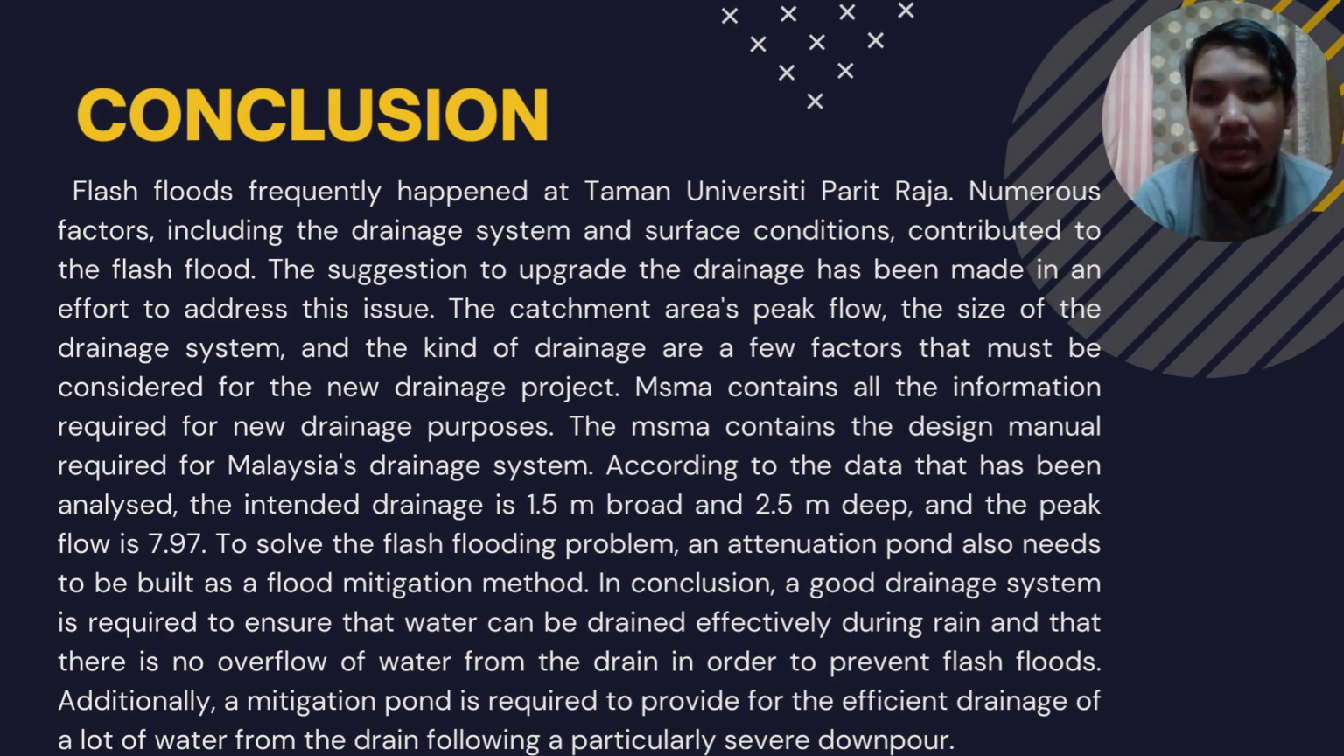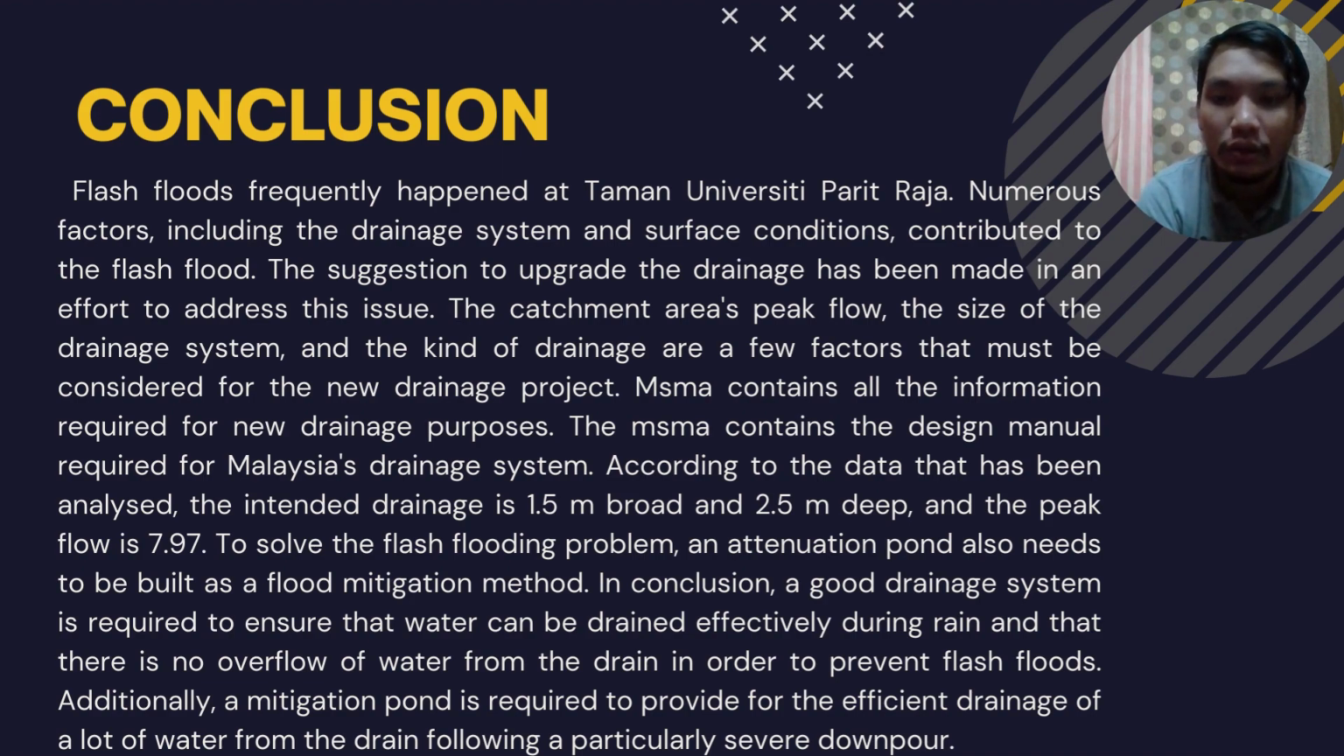MSMA contains all the information required for new drainage purposes. The MSMA contains the design manual required for Malaysian drainage systems. According to the data that has been analyzed, the intended drainage is 1.5 meters wide and 2.5 meters deep, and the peak flow is 7.97 m³/s. To solve the flash flooding problem, an attenuation pond also needs to be built as a flood mitigation method.